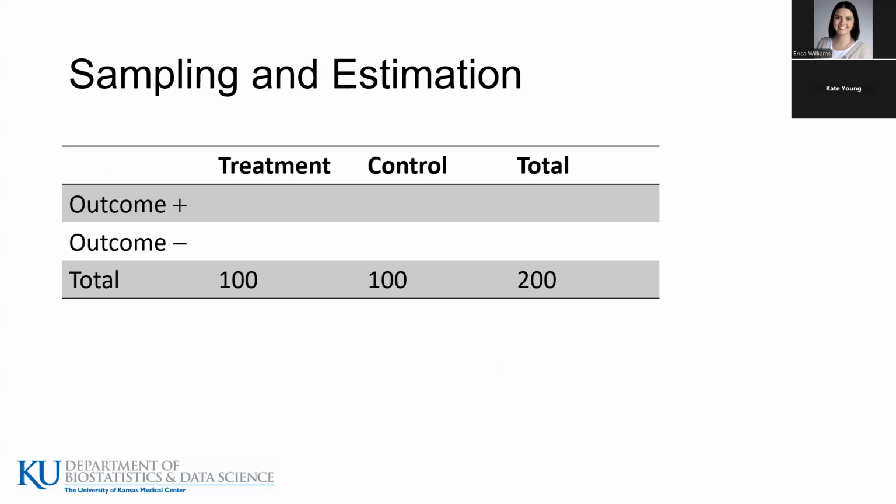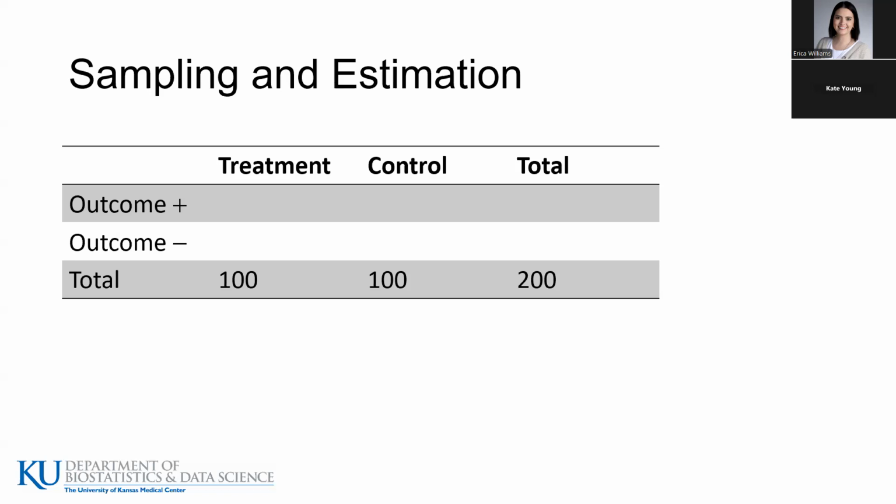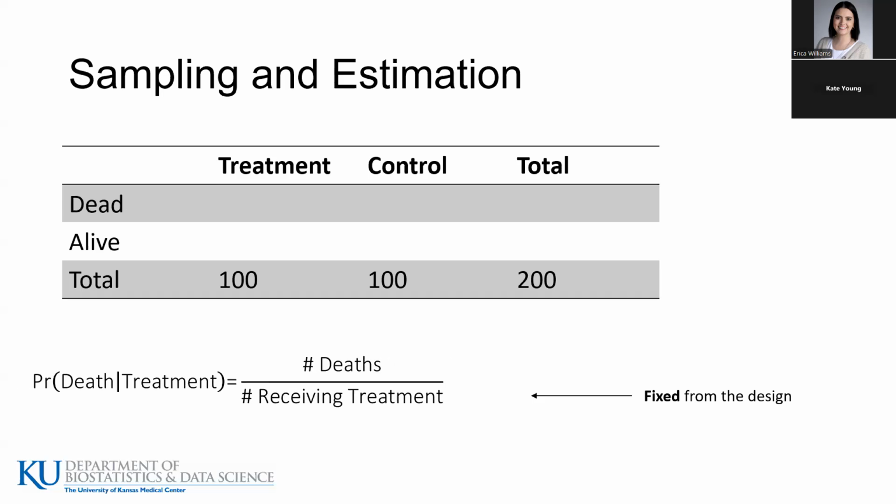Like I said in the previous slide, we're able to estimate risk of a disease using observational cohort studies. So the definition of risk is the probability of an outcome occurring given the treatment. So here, in this study design, the denominator is fixed from the design, while the numerator is observed. So this would be an example if we're looking at the outcome variable of death. The risk would be the probability of death, given that.